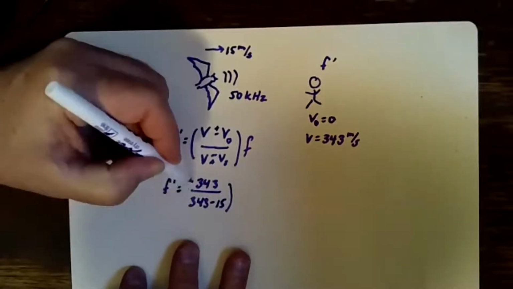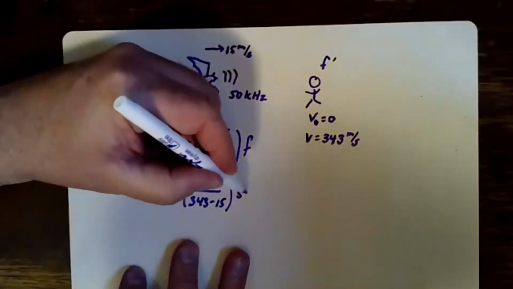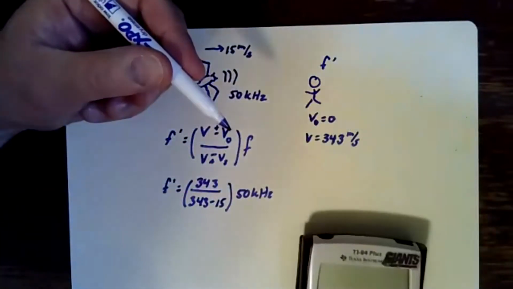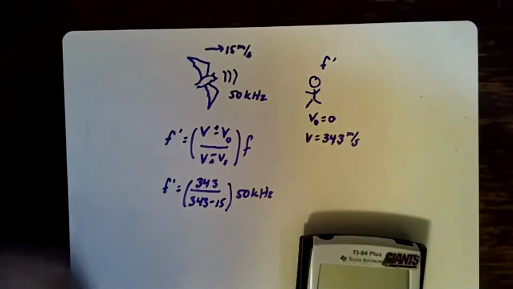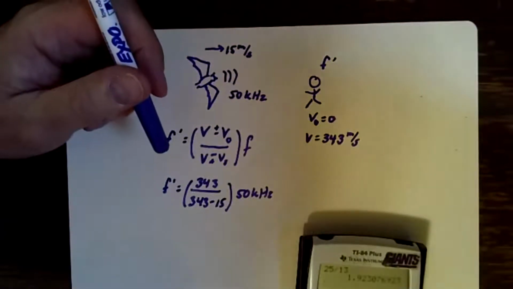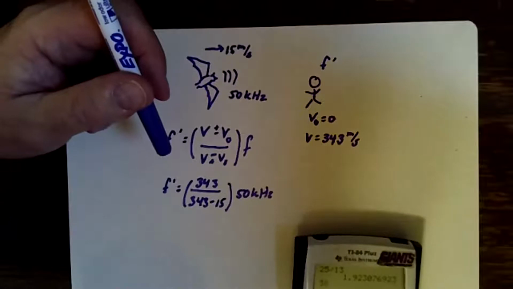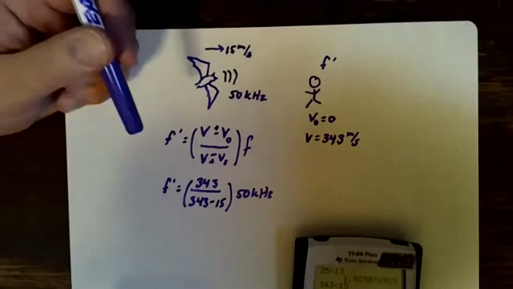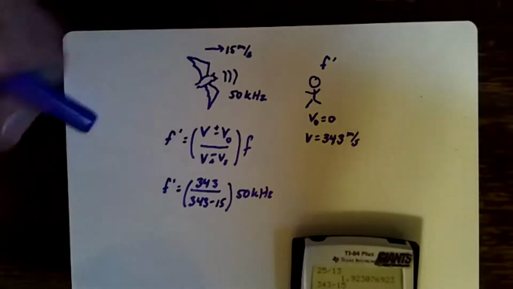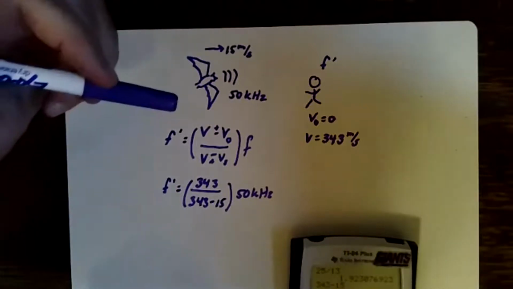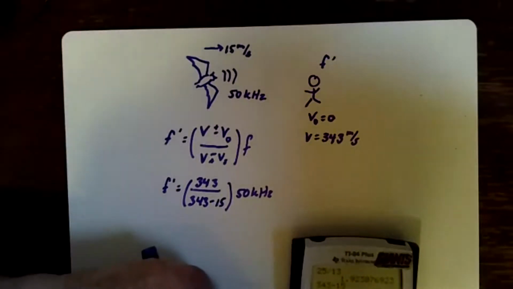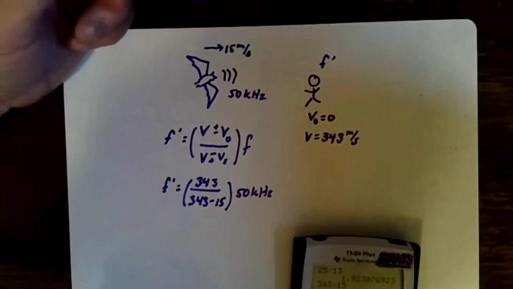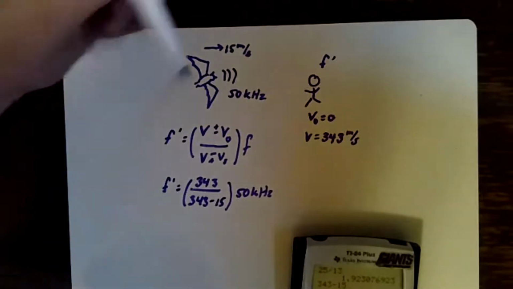Right, so it looks just like this. And I can go ahead and just stick with 50k hertz because that should work out just fine. 343 minus 15, boom. Then I can go 343 divided by the answer I just got times 50, because I know the frequency is going to be on the order of kilohertz anyway. And so I get 52.3.